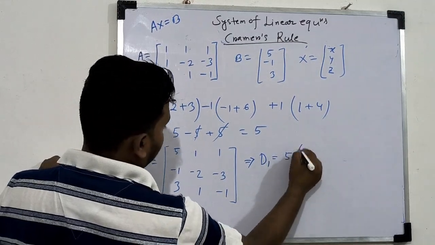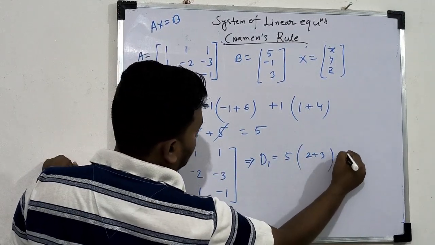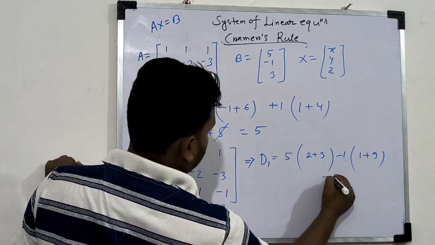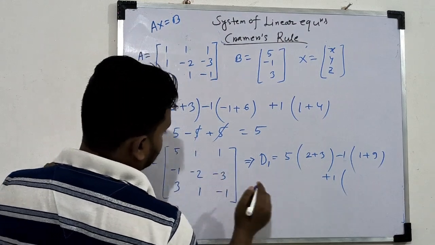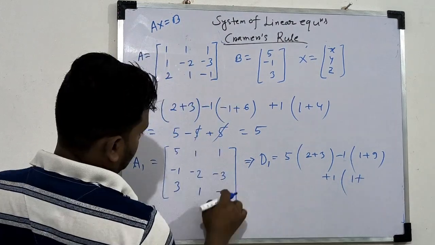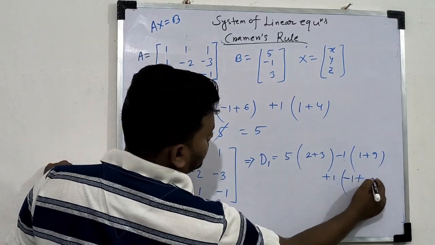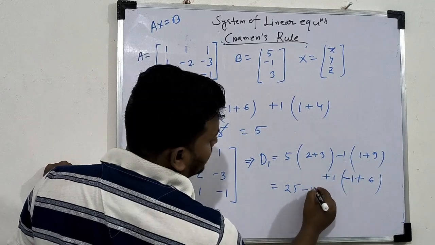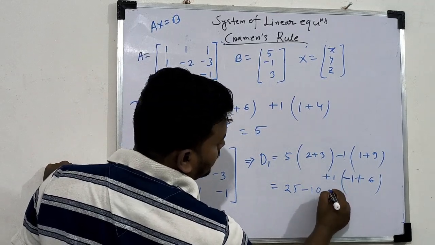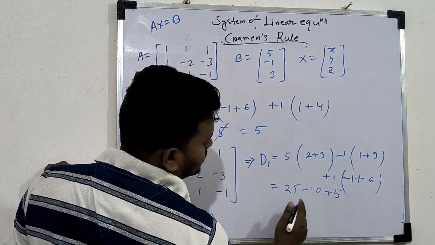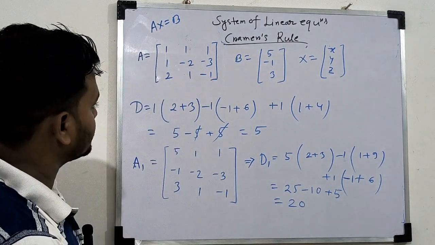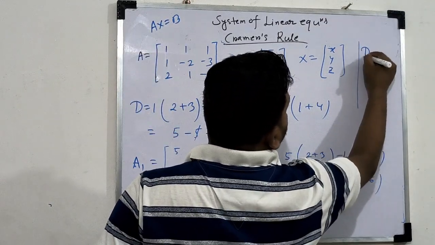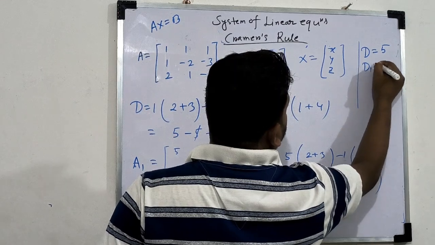This will be 5 into 2 plus 3, minus 1 into 1 plus 9, plus 1. So 1 plus 6, minus 1 plus 6. So this will be 25, 10 minus 10. This is plus 1, so plus 5. So 30 minus, this will be 20. So note it, D equal to 5, D1 equal to 20.